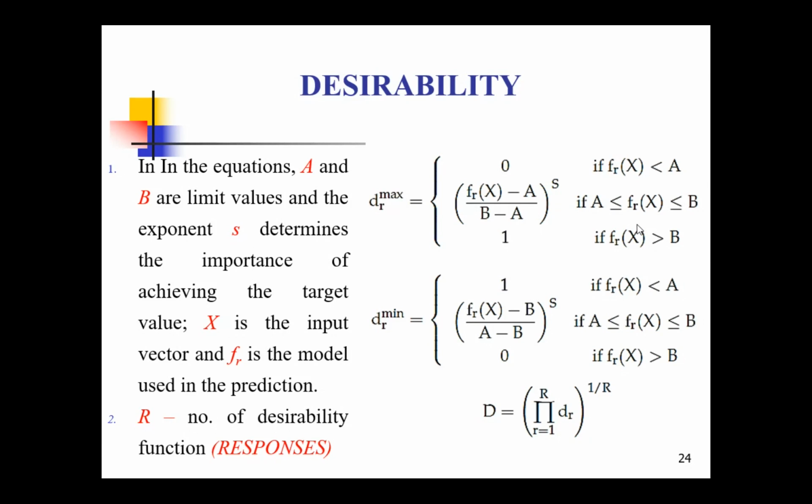But when combining all these three, the total desirability D is nothing but the product, pi over r equal to 1 to R. R is nothing but the number of outputs. Here the number of outputs is 3, multiplied by the desirability value of each and every individual output. So based on this, we are going to provide.